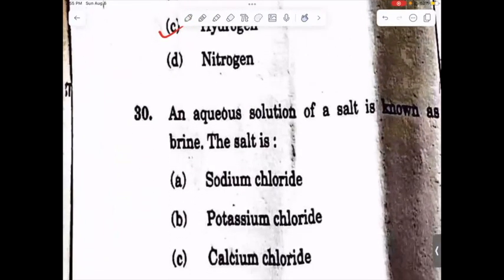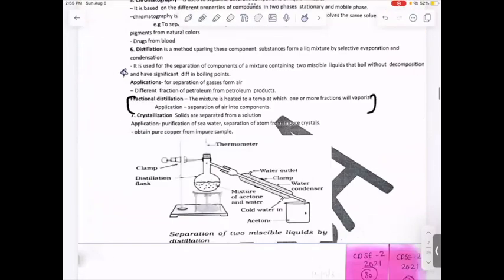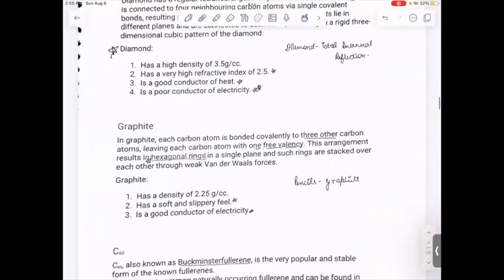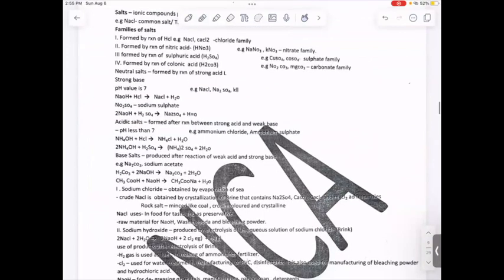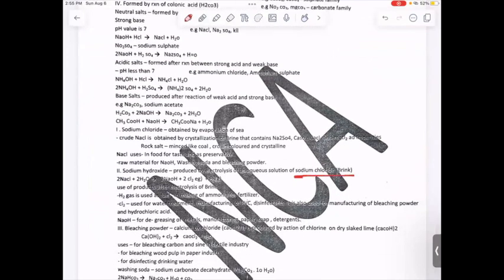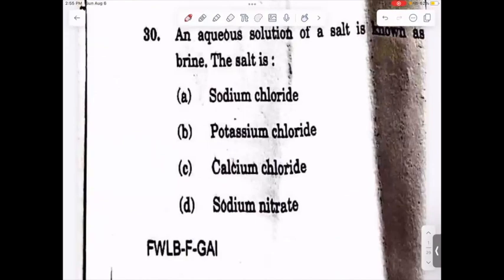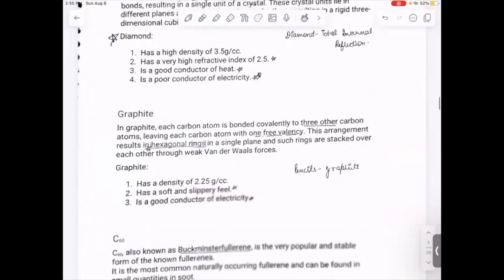Next, an aqueous solution of a salt is known as brine. The salt which is present in brine. Okay, again this question is from acids, bases, and salts chapter, and here is its answer. Sodium chloride. So the salt which is present in brine is sodium chloride. Option A. Let's move to next questions.